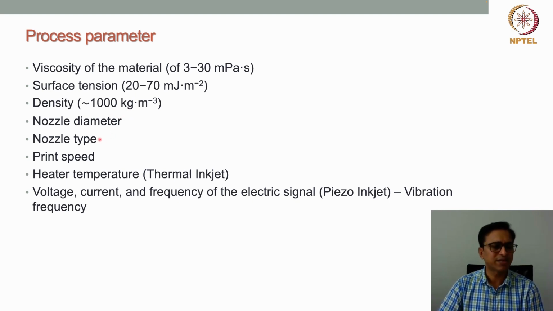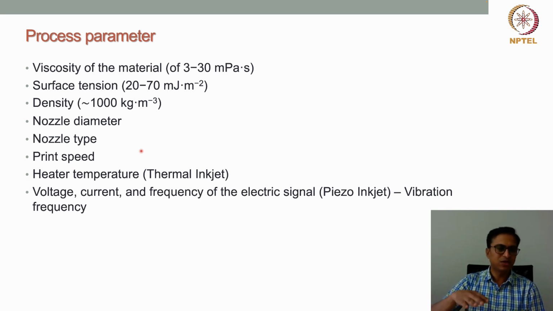Another very important factor is the nozzle type. Depending on what type of nozzles you are using, the generated droplets will have different properties. Then print speed, the speed at which you are printing or the printer is moving, that is the print speed. That should depend upon your firing speed.